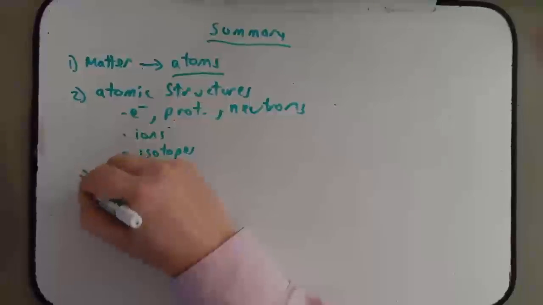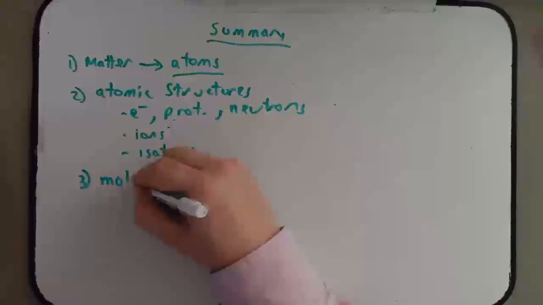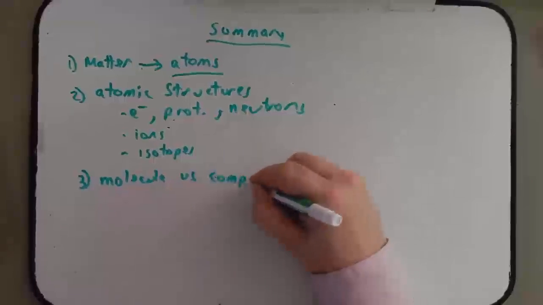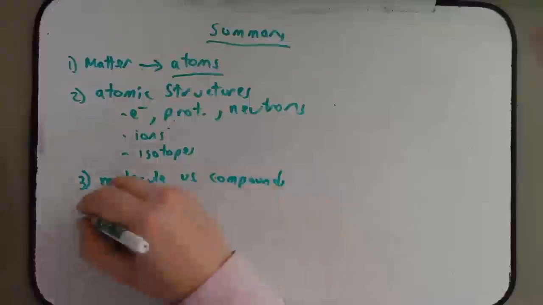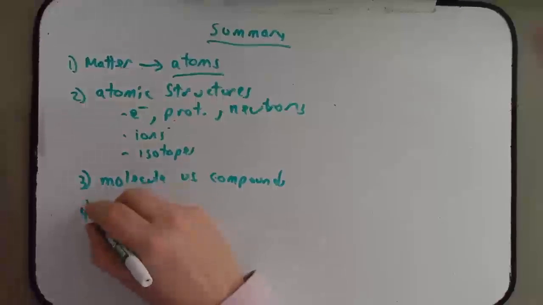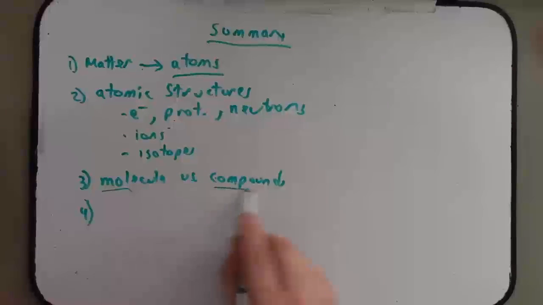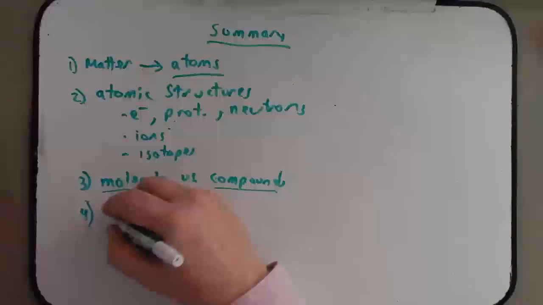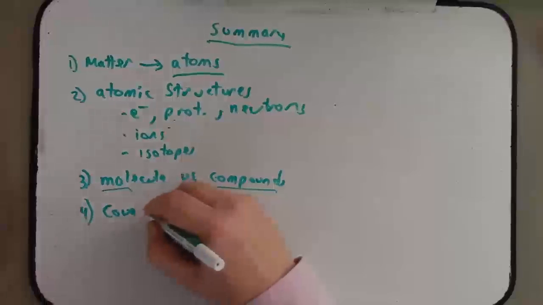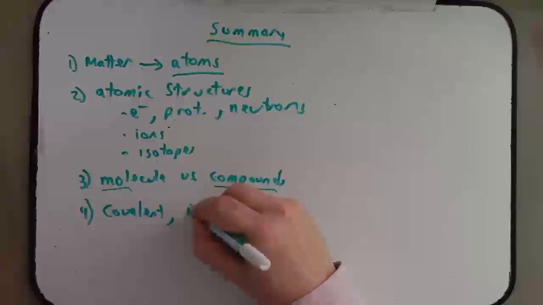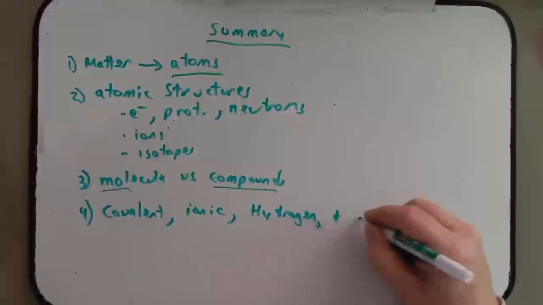We talked about the difference between a molecule versus a compound. And then we just closed with talking about 4 different bonds and how those bonds are important in forming molecules and compounds. And in order of strength, we talked about covalent bonds, ionic bonds, hydrogen, and van der Waals.